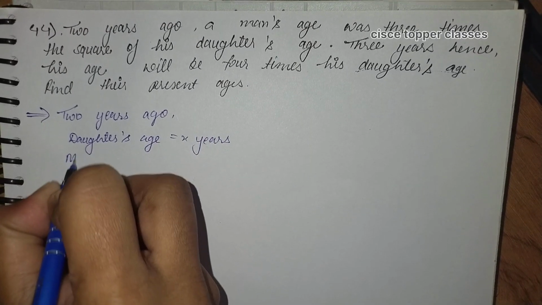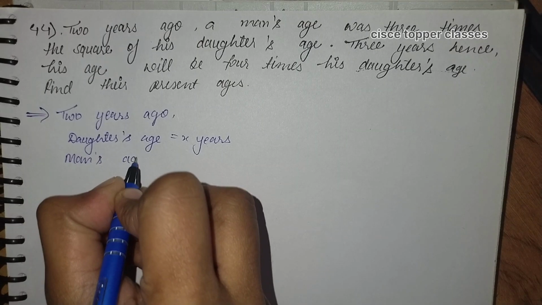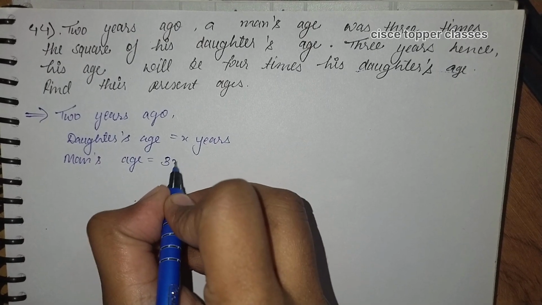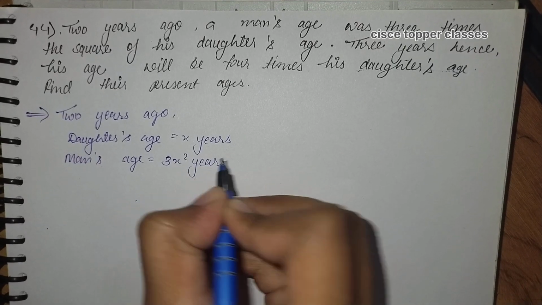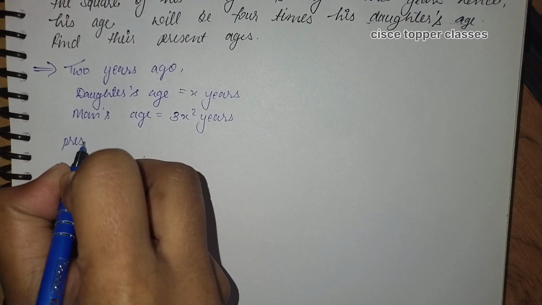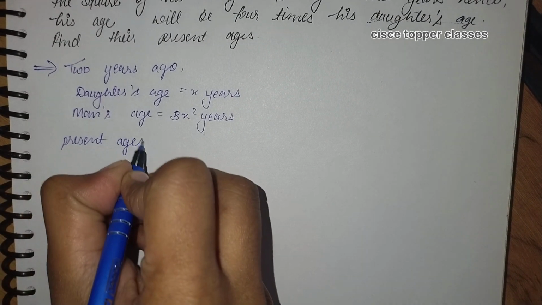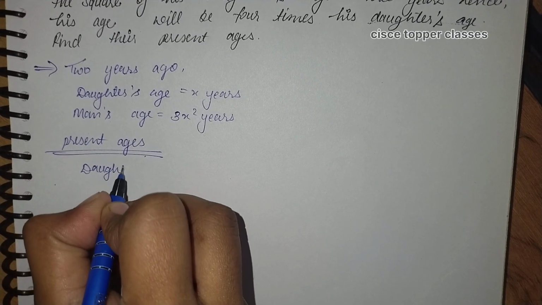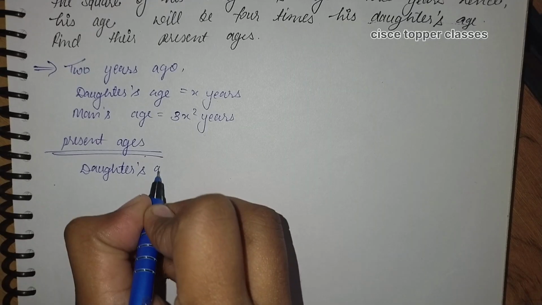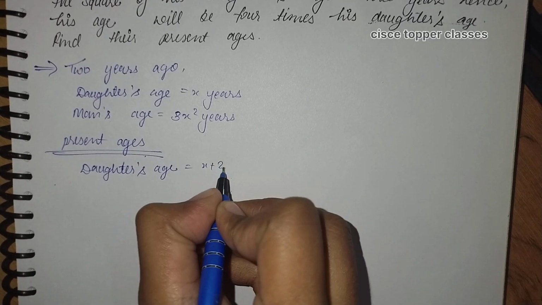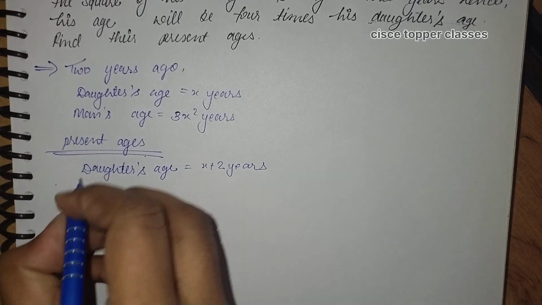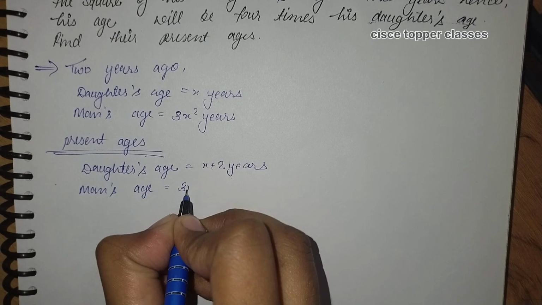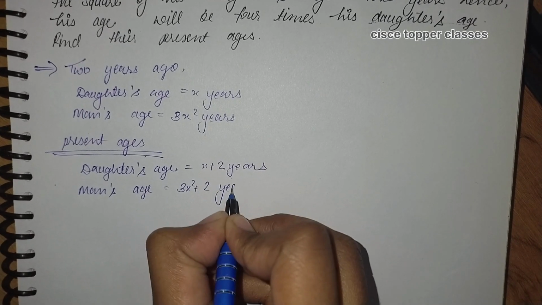And if we write man's age will be 3 times the square of his daughter's age. So 3x square years. And the present ages means after 2 years. Present ages will be after 2 years only. So the present ages, daughter's age will be x plus 2 years. And if we write the man's age, that will become as 3x square plus 2 years.